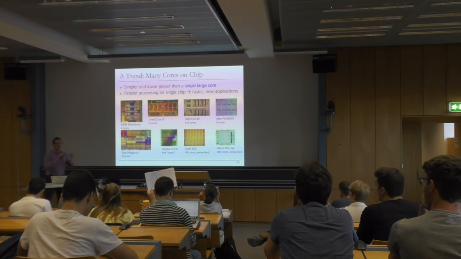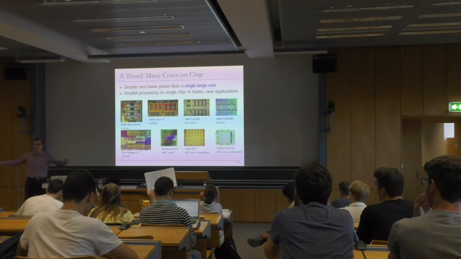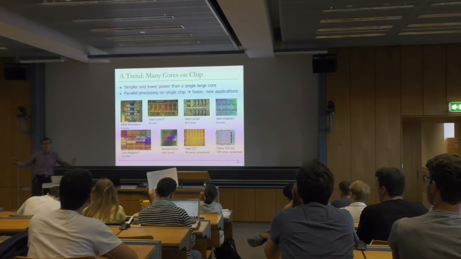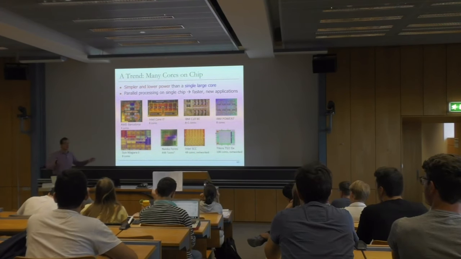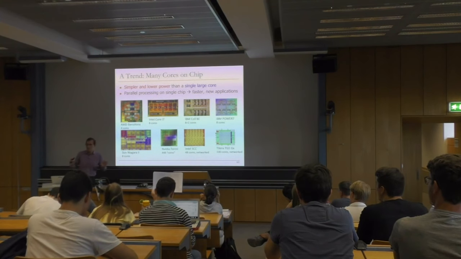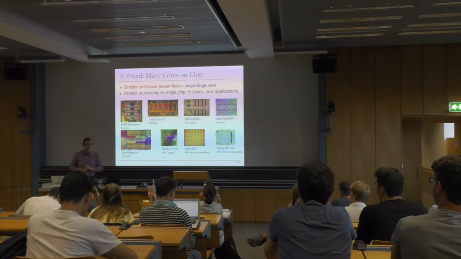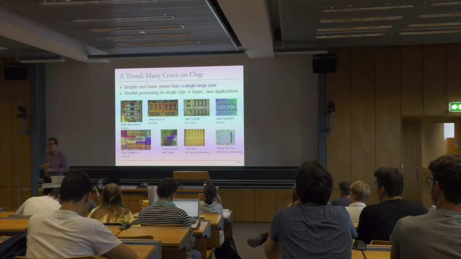It's a lot easier to stamp out multiple simple cores. And this is simpler and lower power than a single large core. If you can parallelize your program really well across those simple cores, you can also get better performance and better power efficiency. The key is, of course, if you can parallelize your program really well. We're going to get to that later on when we talk about heterogeneous architectures. We're going to talk about bottlenecks in programs.